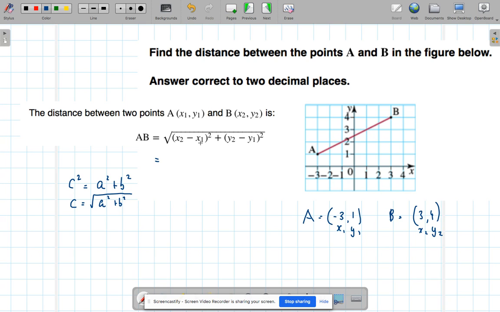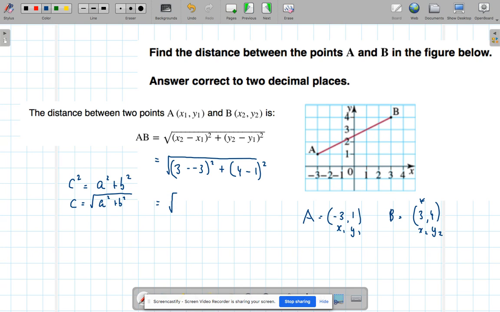So now it's a matter of using my formula very carefully here. Okay, so AB, the distance between A and B, is going to be the square root of x2, which is 3 over here, so 3 minus x1, so 3 minus minus 3. I'm going to square that. Plus y2, which is 4, minus y1, which is 1. So once again, I'm using my x2, y2, x1, y1, substituting in here to the formula. That's squared as well.